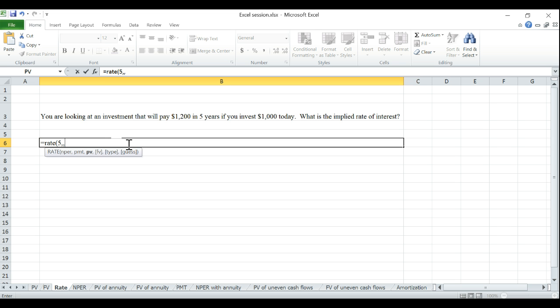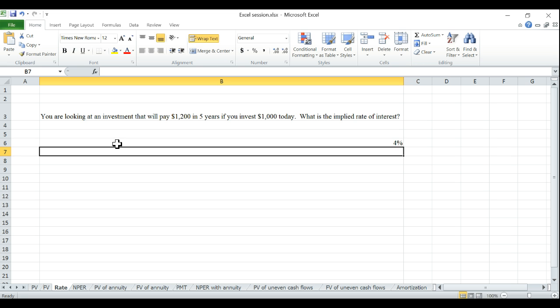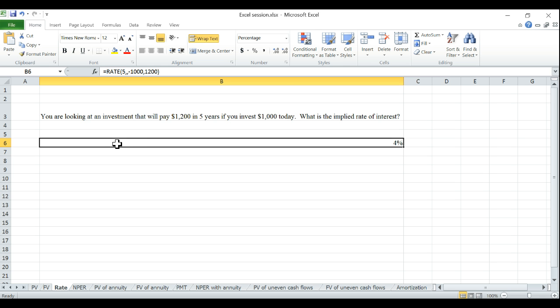Present value: we are investing $1000 today, so 1000 is going out of my pocket, so that's negative 1000. And then we are receiving 1200 in the future, so the future value is $1200 positive. Then end the parentheses, and it will give us the interest rate of 4%. And if I want to look at more points after the decimal, it's basically a 3.71% interest rate.